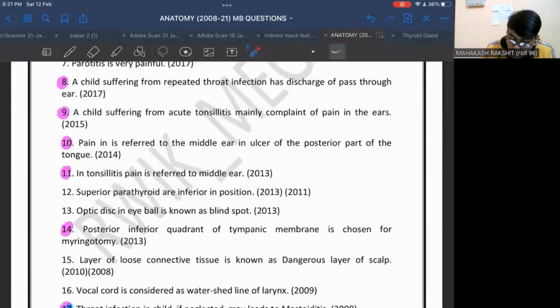Let's go to the next question. What is the next question? Optic disc in eyeball is known as blind spot.